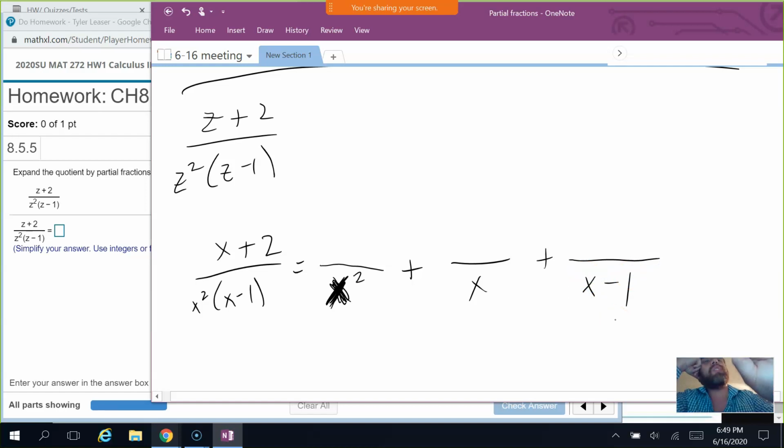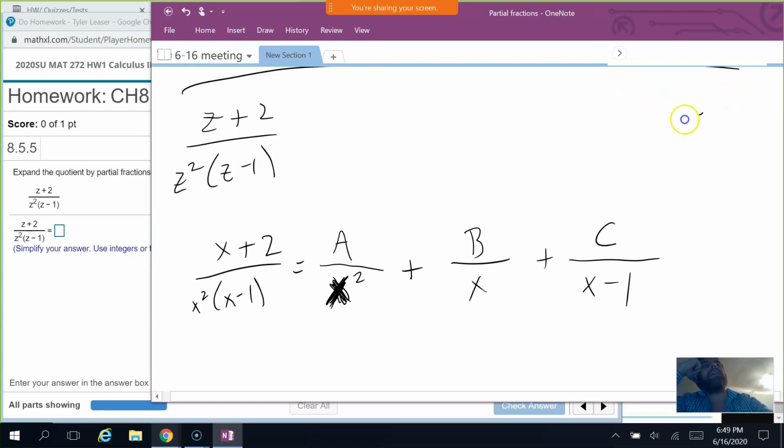Okay, each one of these is linear, so instead of a linear top numerator, they're all just going to be constant numerators. The only time you want to put one of those ax plus b's or whatever up top is whenever you have an irreducible quadratic denominator. Something like x squared plus 5 or something like that.